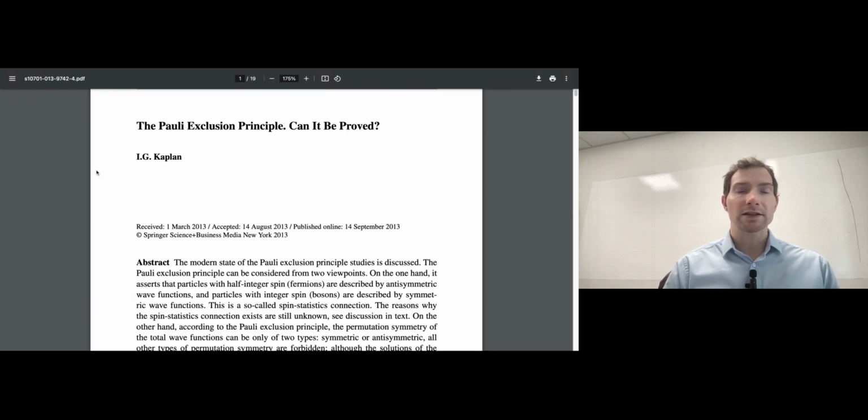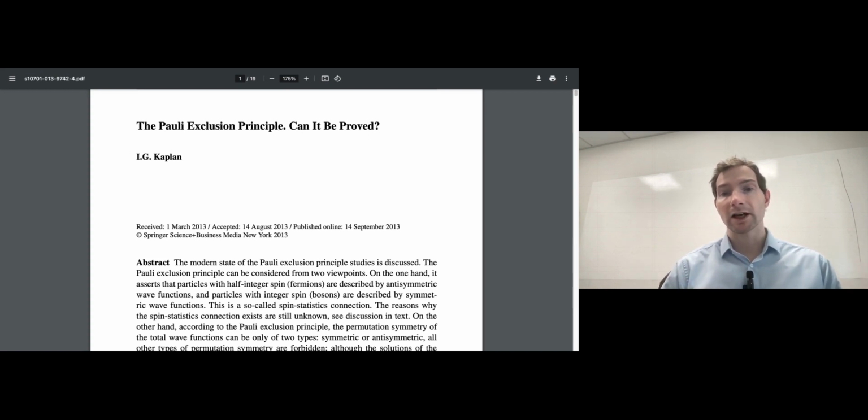Yeah. So that's a paper that I found personally kind of fascinating. I discovered that paper probably about 7 years ago or so, and I was personally fascinated, and it has to do with the Pauli exclusion principle, and asking can it be proved or not.